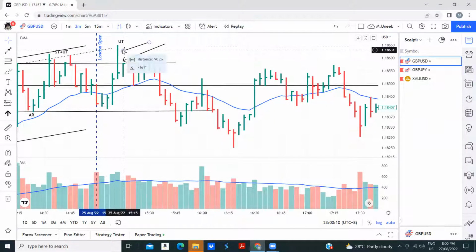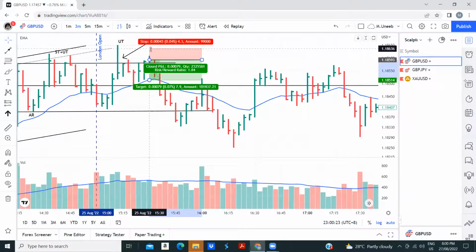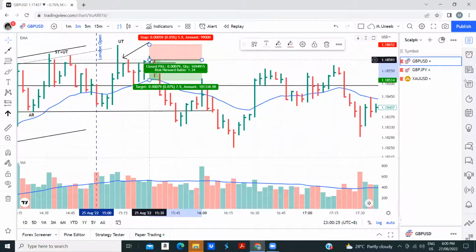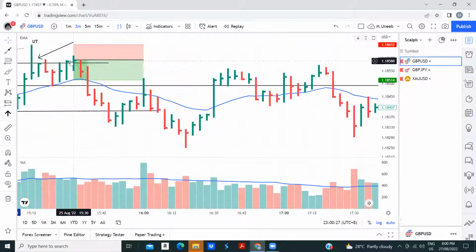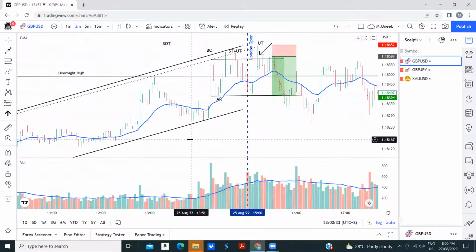Okay, so we can take an entry right over here, right? First entry. Second entry, right over here. Test of UT. And what kind of bar is this? Effort versus no result, right? This bar. Okay. And then all the way we can target this low. All right, that's it.